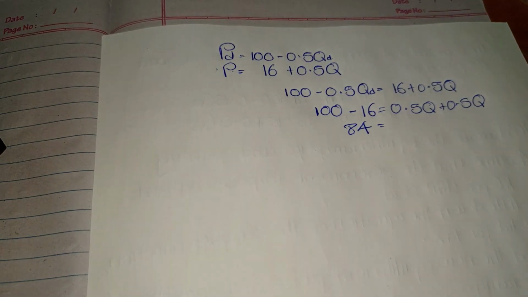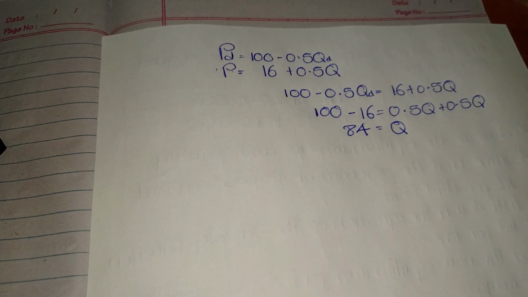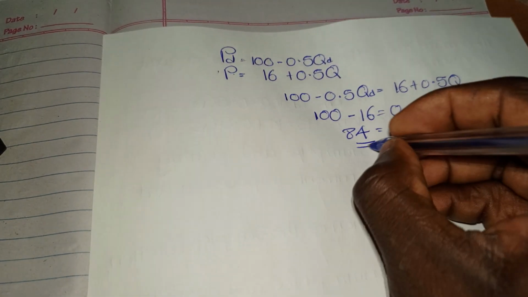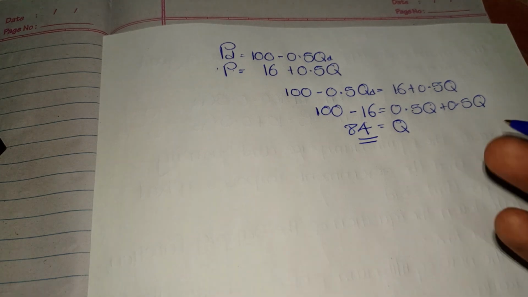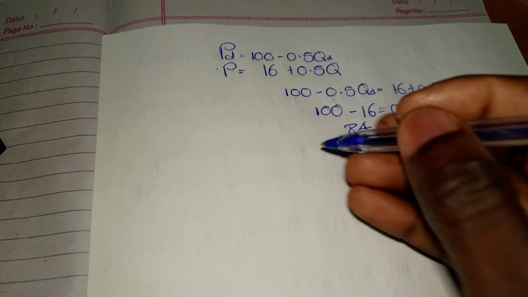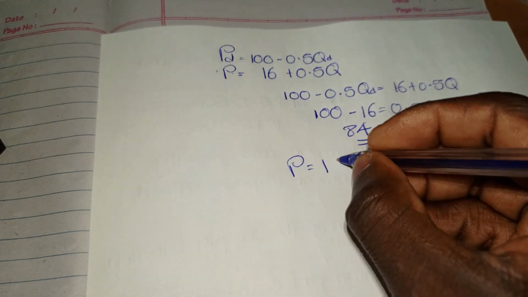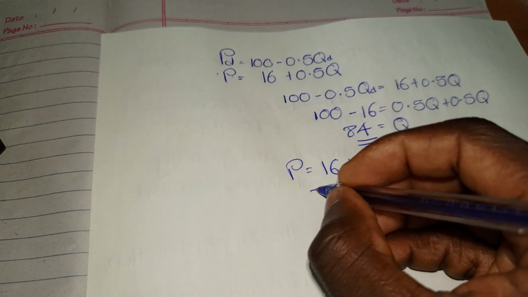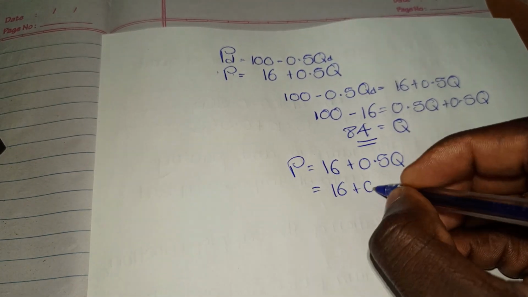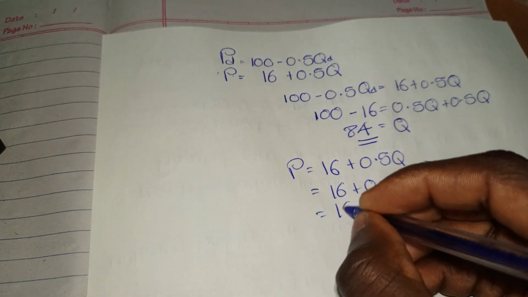Then you note that 0.5 Q plus 0.5 Q is equal to 1 Q, which is the same as Q. So this is the value for Q. Then for you to find the value for price, you will just get any of the equations. I prefer the second one, which is the supply function, 16 plus 0.5 Q, where Q is now 84.